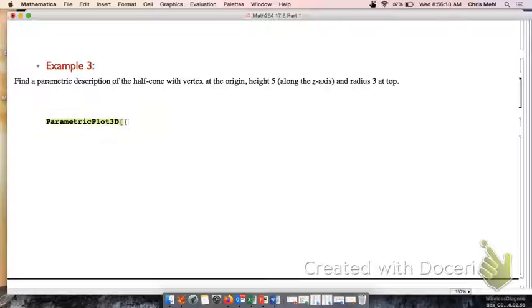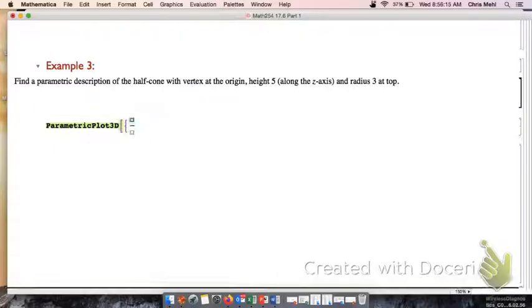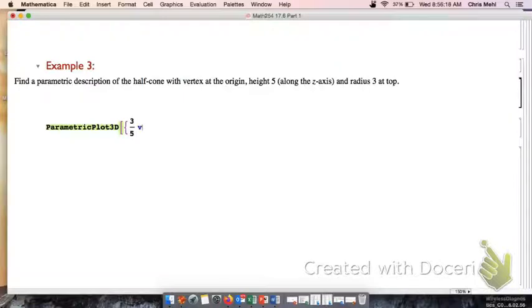Okay, so the first coordinate, remember, was 3/5 v cos u. The second component was 3/5 v sine u, and the third component, z, was just v. Theta, which is now u, goes from 0 to 2 pi. And the v component just goes, well, the cone ranges from a height of 0 to a height of 5.